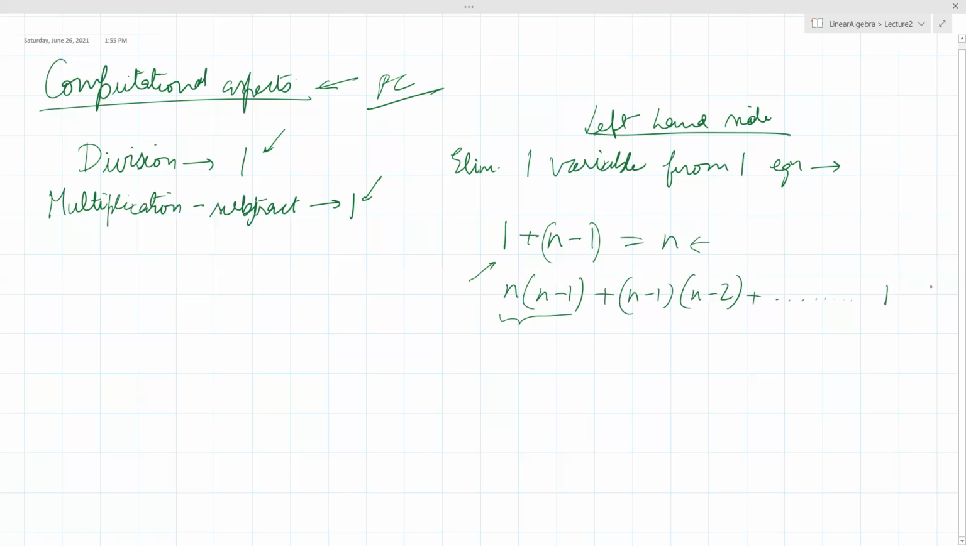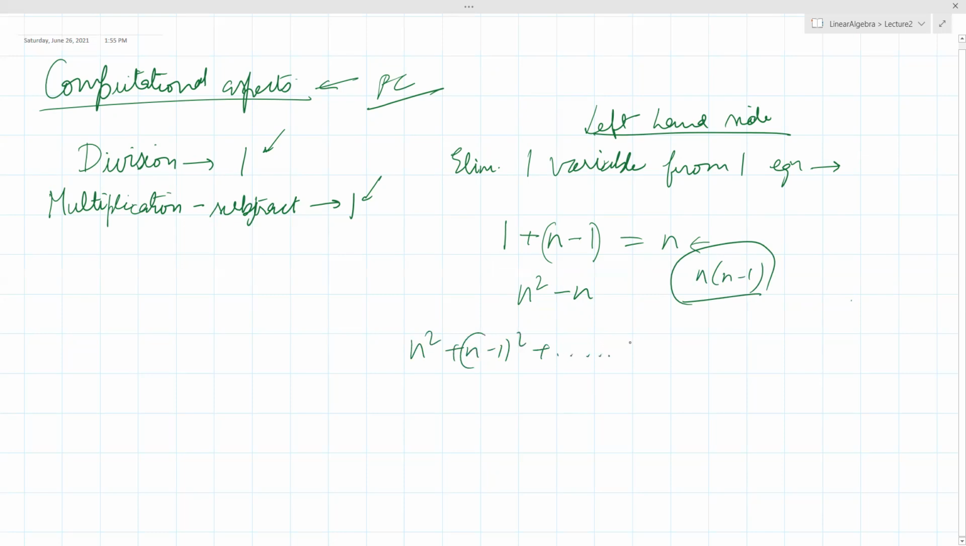Another way of writing this whole thing is, let me do it a little bit differently, because then the calculation becomes a little difficult. So the first step required n squared minus n. It is n into n minus 1. Now the calculation will become a little easier. So it is going to be n squared plus n minus 1 squared and so on until 1, minus n plus n minus 1 until 1. I've done the same thing, but I've written it a little bit differently. That makes my life easier.